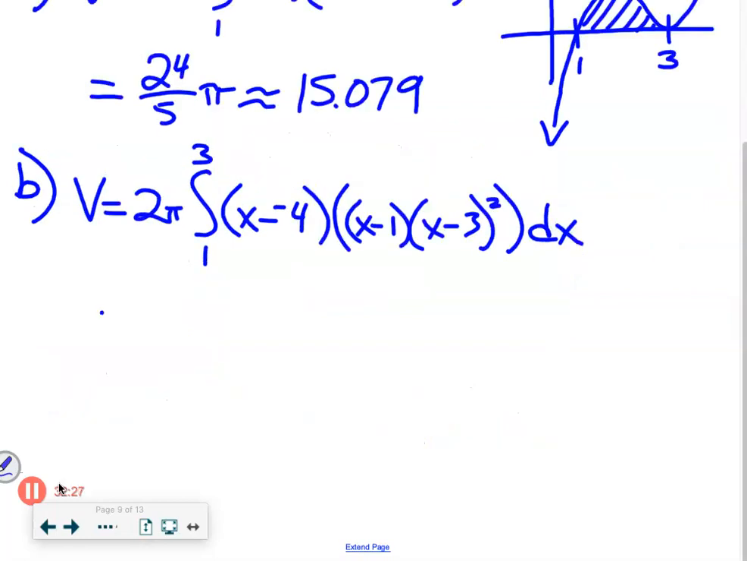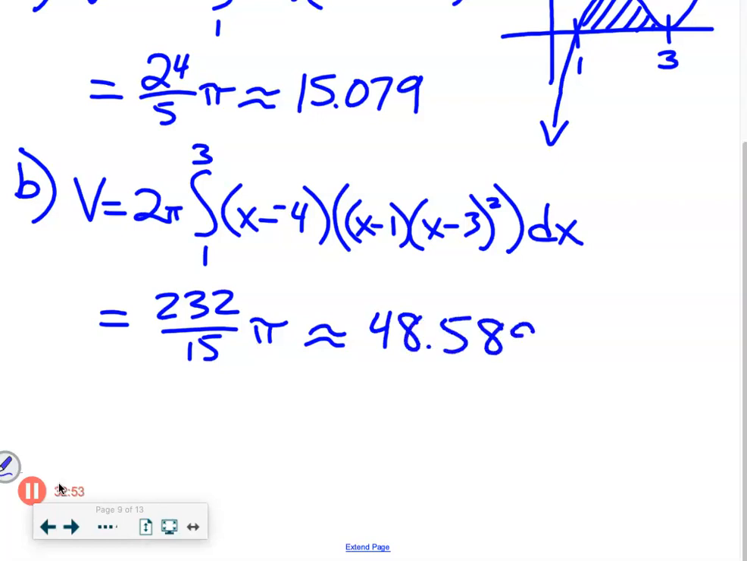And then, all right, Casper, what's the exact answer? 58.64306. That is not an exact answer. Okay, well. Do you have it? 232 over 15 pi, which is approximately equal to 48.6. 48.589 truncated, or 48.590 rounded. Is that okay? That's great. I didn't plug something in correctly.